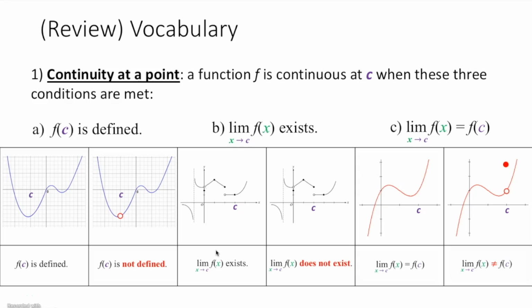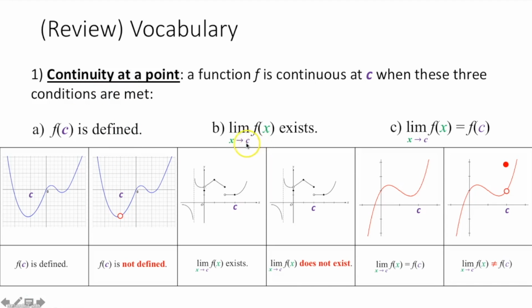Okay, so we're going to review this again. The first vocabulary term is continuity at a point. That says a function f is continuous at c when these three conditions are met. The first would be f of c is defined. That means at x is equal to c, your function has a point. There can't be a hole or an asymptote at x is equal to c, otherwise it won't be continuous.